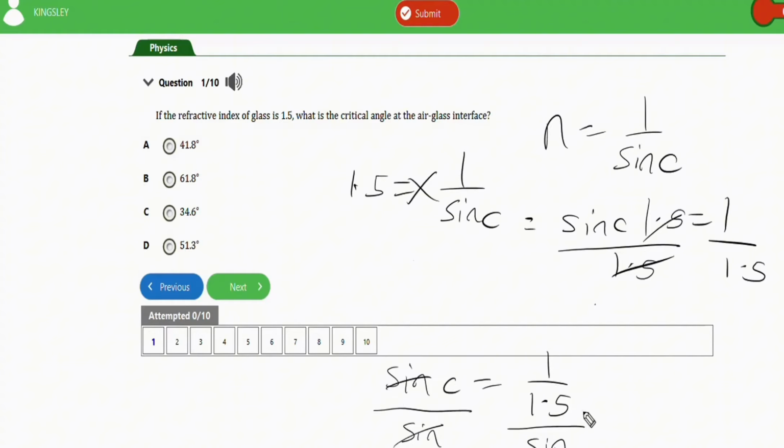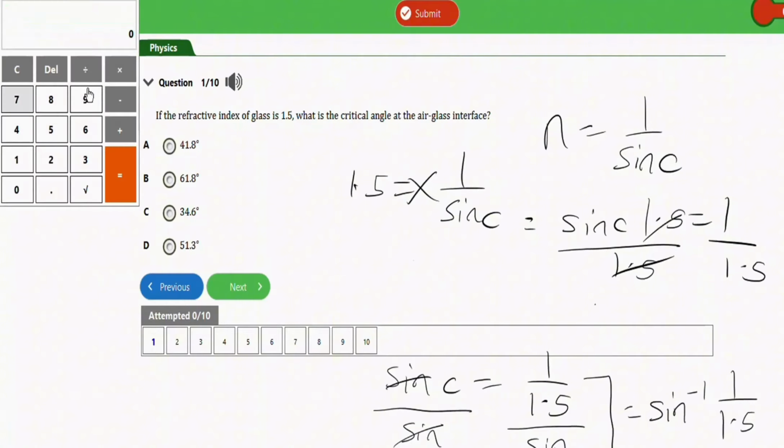So C will be equal to sine inverse of 1 over 1.5. Unfortunately, on the JAMB calculator, we don't have trig functions on it. There's no sine, cos, tan. On my scientific calculator here with me, when you punch sine inverse of 1 over 1.5, you're going to get 41.8 degrees. So the correct option in this question is option A. Take note of this particular question in case it is repeated. The right figure is 41.8 degrees.